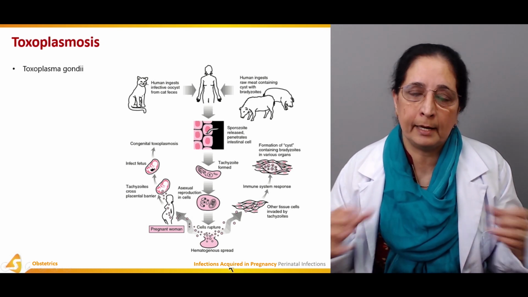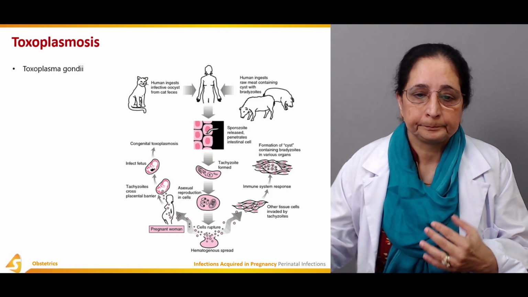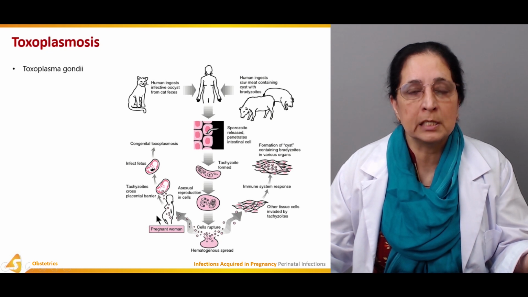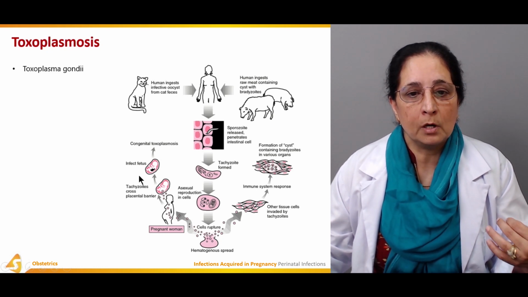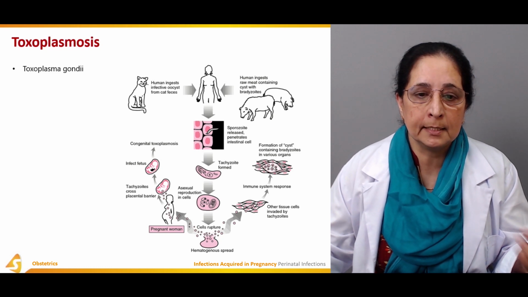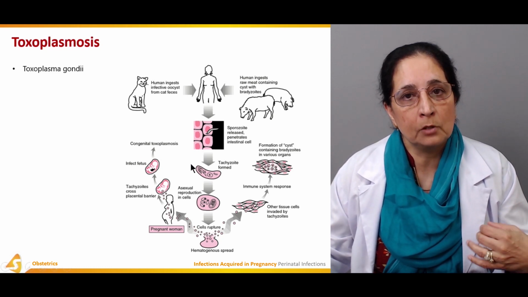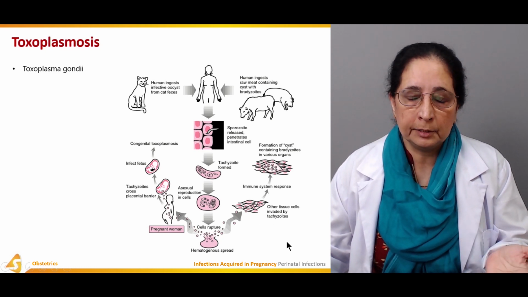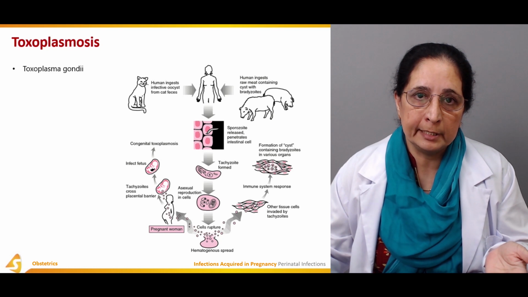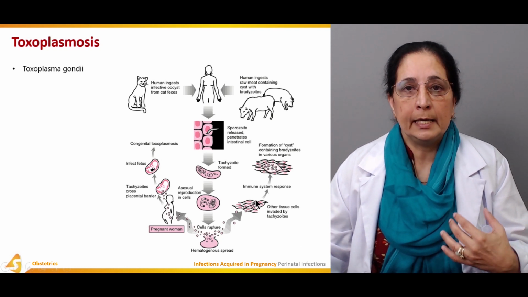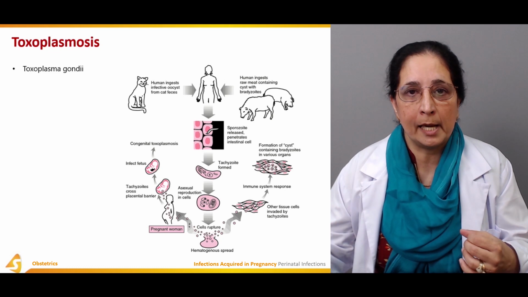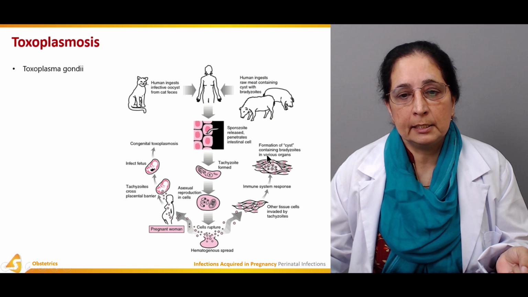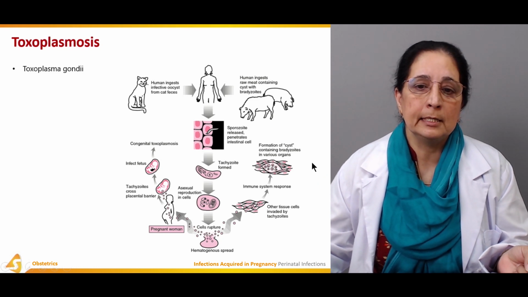Hematogenous spread occurs after the rupture of the cell. If the woman is pregnant, then the tachyzoites cross the placental barrier and cause infection of the fetus and congenital toxoplasmosis. In other cases, it goes to other tissues. The tachyzoites invade the other tissue. Then the immune system responds to that invasion, and there is formation of cysts which contain bradyzoites in various organs.